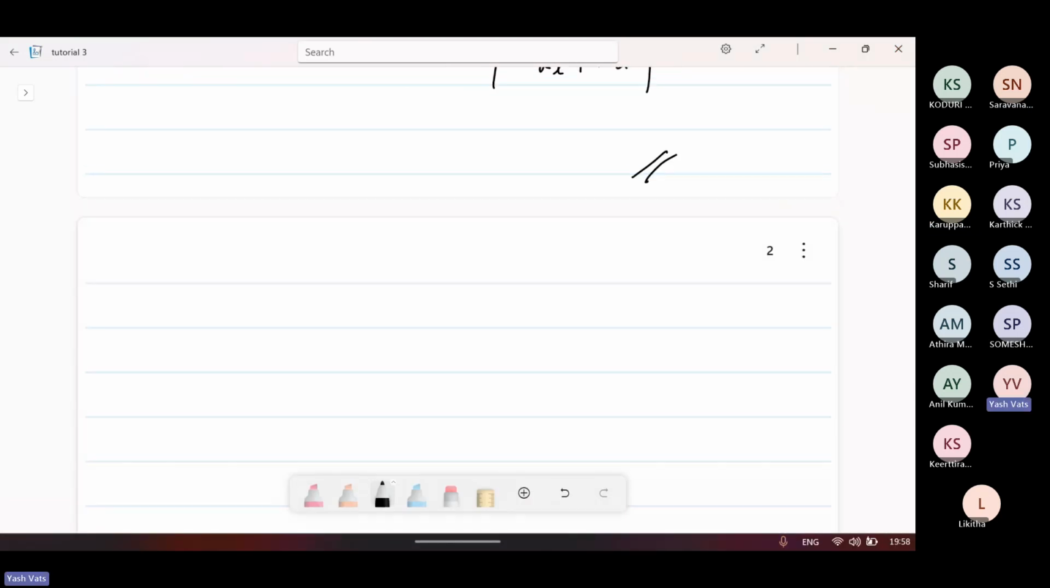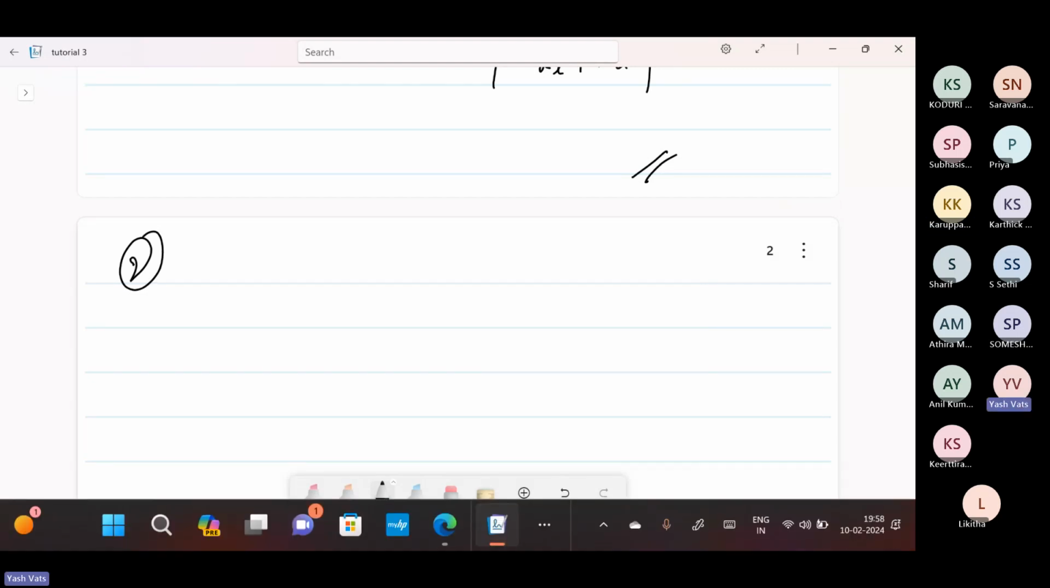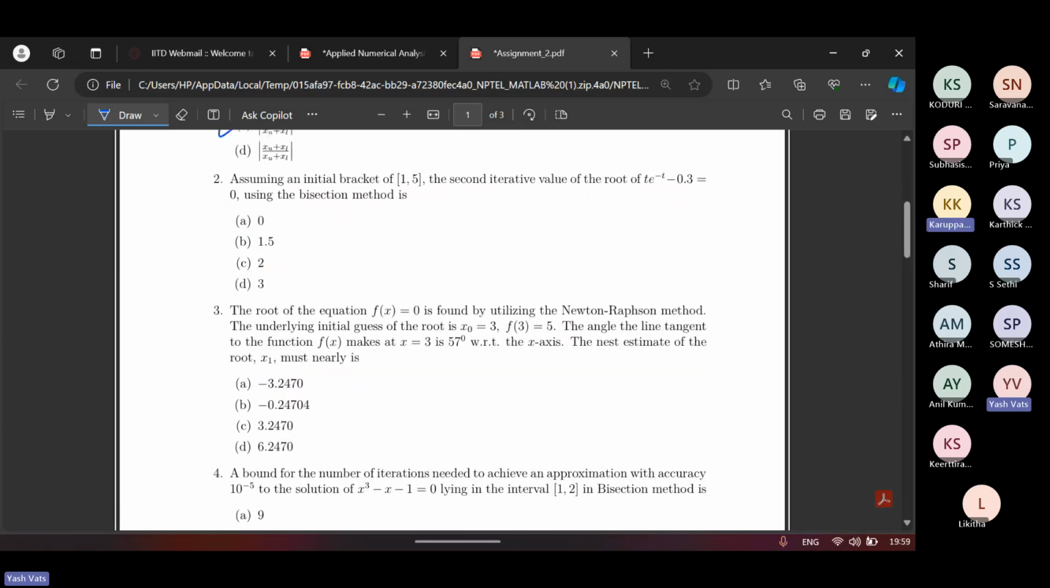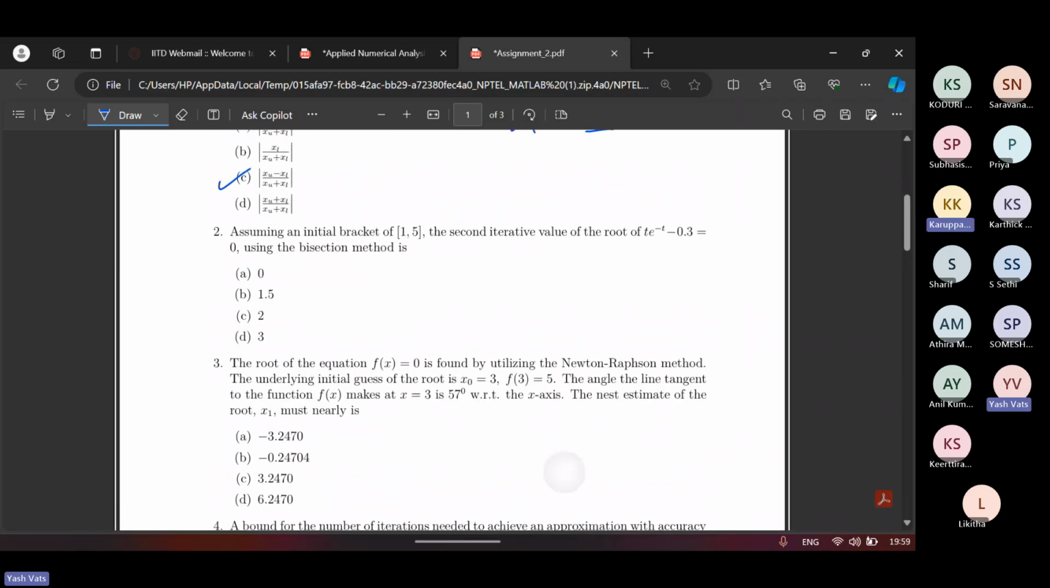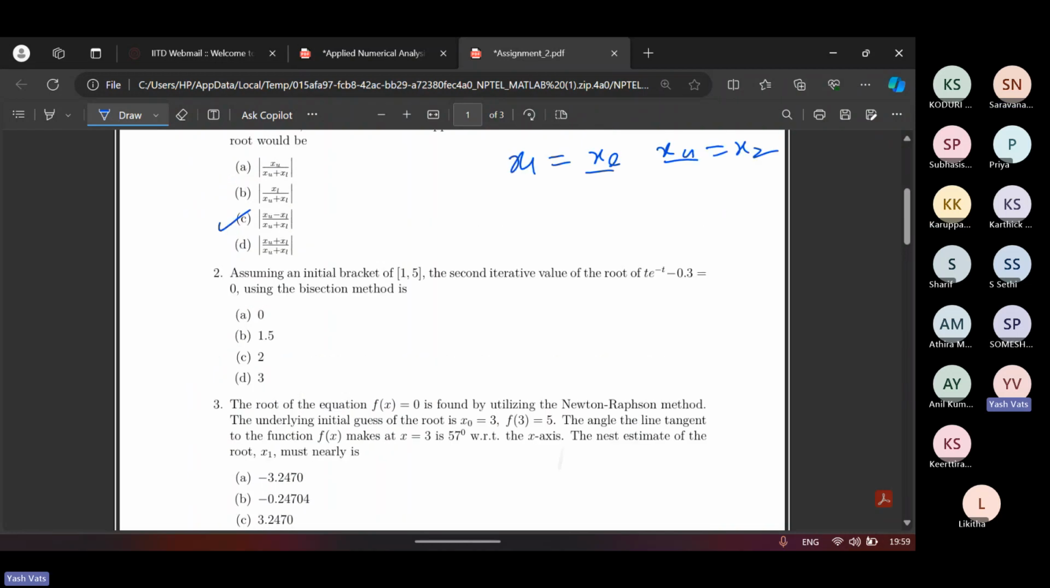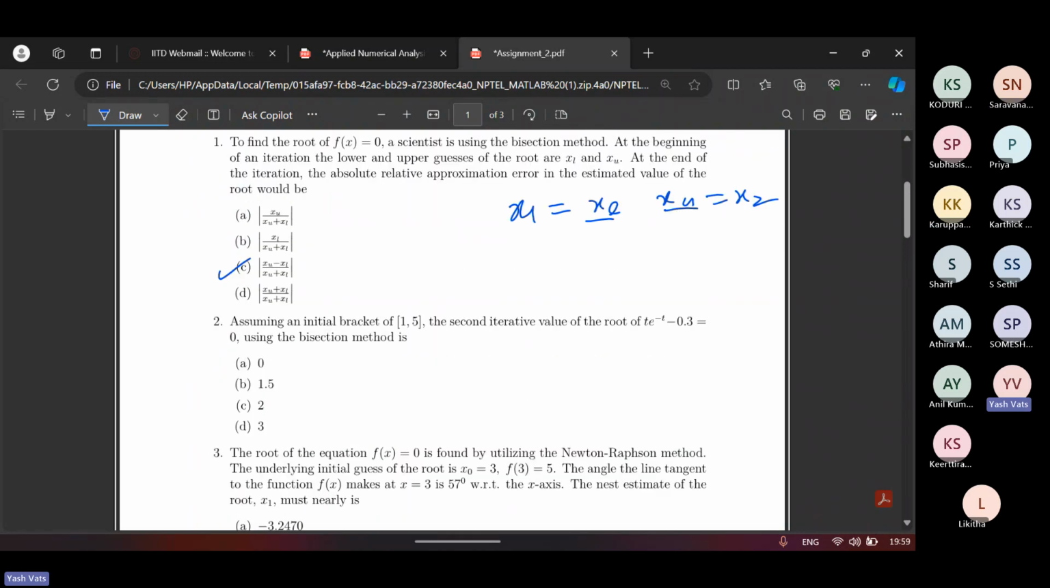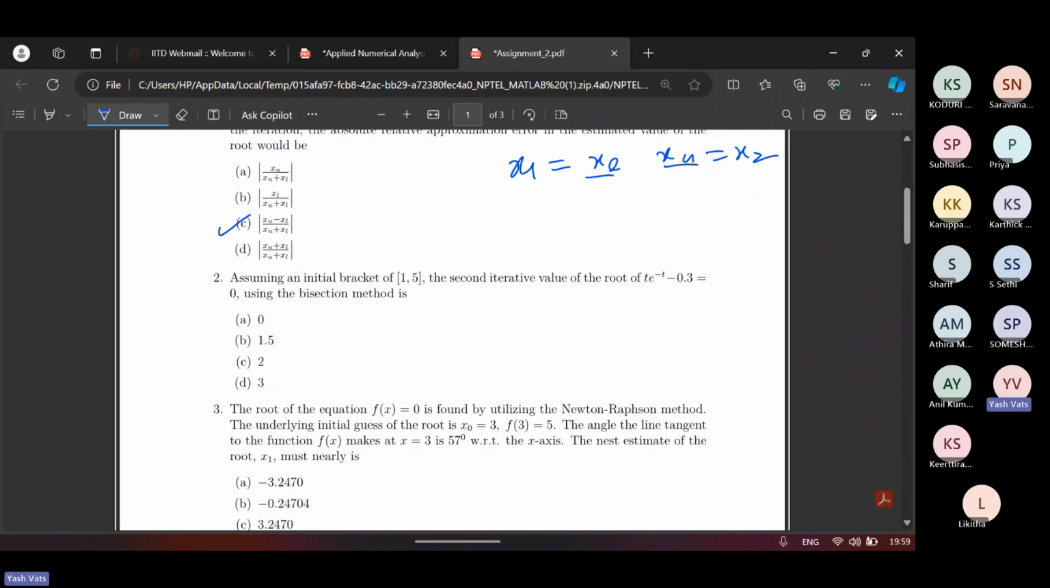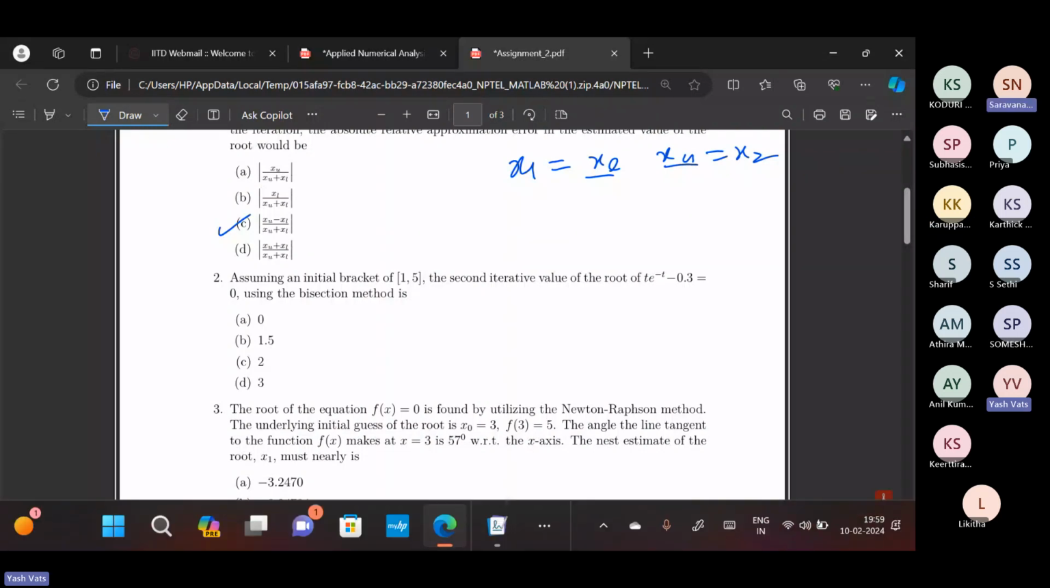Okay. So bisection method is not a difficult task for you, I think. So maybe we can search for any question which resembles bisection method first. Okay, the second one is also based on bisection method. Assume an initial bracket of this. The second iterative value of root using bisection method is. So you try to solve it with me. That would be good.